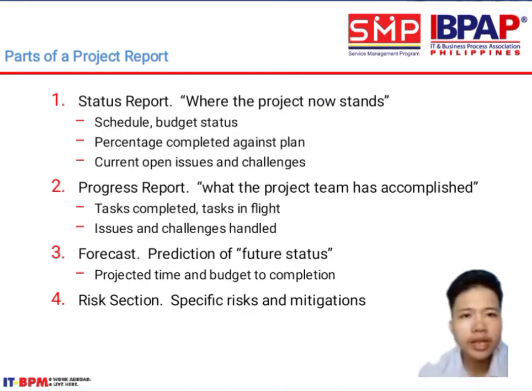Parts of a project report. Status report: where the project now stands, schedule, budget status, percentage completed against plan, current open issues and challenges. Progress report: what the project team has accomplished. Tasks completed, tasks in flight, issues and challenges handled.